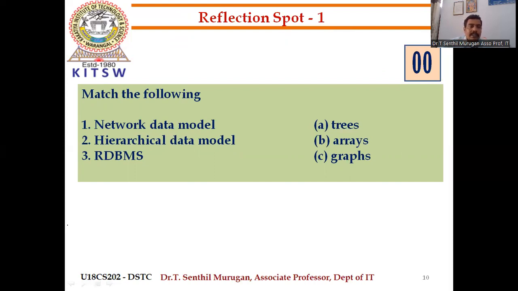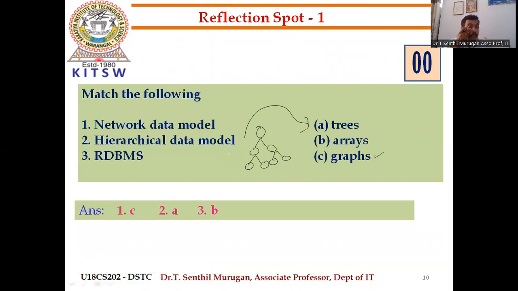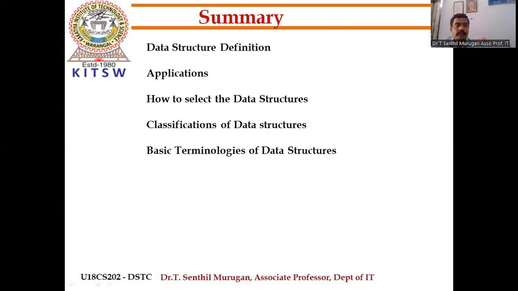Okay. So network data model. Where we are using a network, directly we know that it is a graph. Hierarchical data model: hierarchical means, as I already told, there will be a header and subdivisions for that. So this is hierarchical, and these models may be used in trees. And finally, the remaining one, RDBMS, uses arrays. So the answer is 1C, 2A, 3B. If you have written the correct answer, we will proceed further. Otherwise, go back and watch the video.